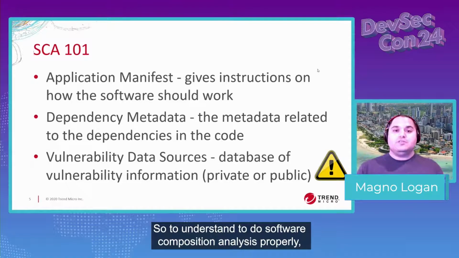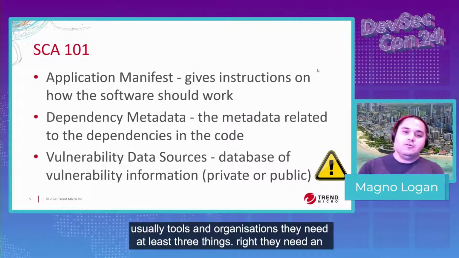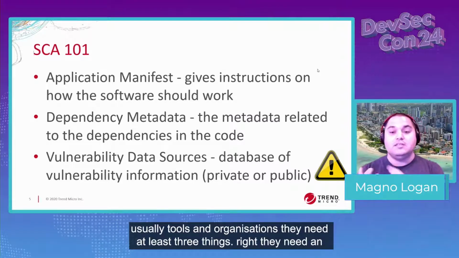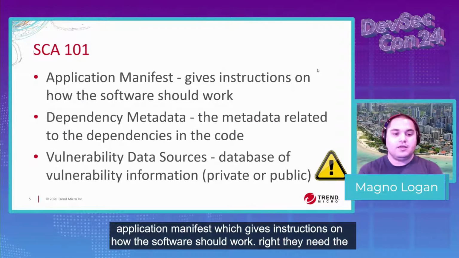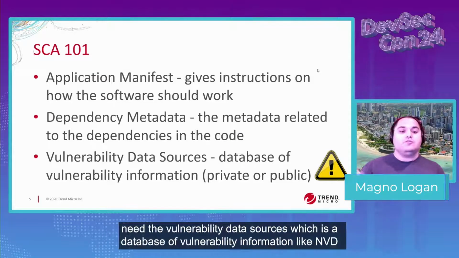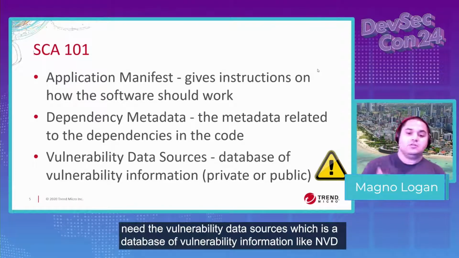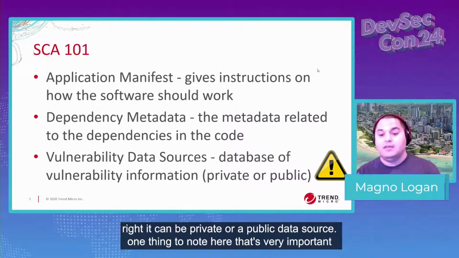So to do software composition analysis properly, tools and organizations usually need at least three things. They need an application manifest, which gives instructions on how the software should work. They need the dependency metadata, which is the metadata related to the dependencies in the code. And they also need the vulnerability data sources, which is a database of vulnerability information like NVD. It can be a private or a public data source.